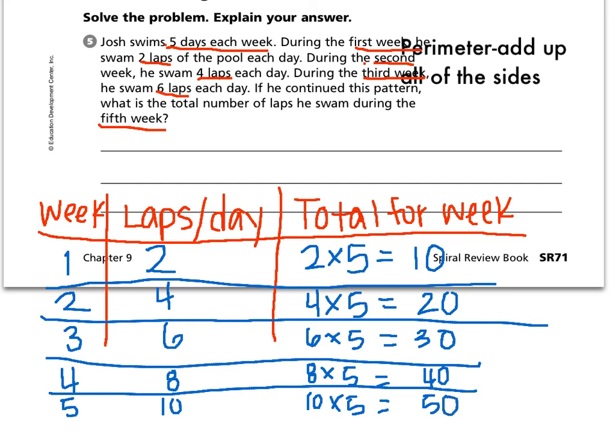So answering the question, if he continued this pattern, what is the total number of laps he swam during the 5th week? Which would be 50 laps for week 5. Remember to have a chart or some sort of explanation.